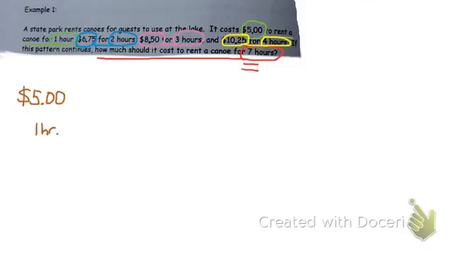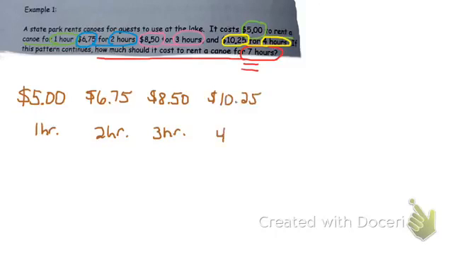Underneath that I'll write 1 hour. And then $6.75 is for 2 hours. I'm taking all of this from the problem. $8.50 is for 3 hours. $10.25 is for 4 hours.